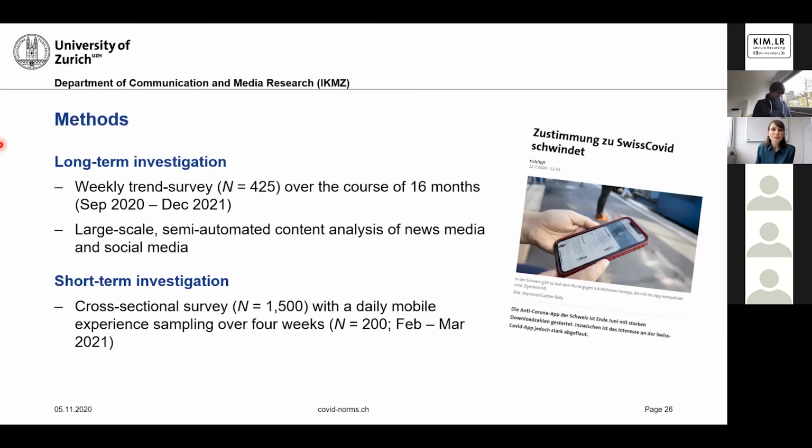To address the possible short-term dynamics, we will also conduct a cross-sectional survey at the beginning of the next year. And there we will include a daily mobile experience sampling. So the idea is to use a subsample of the overall sample of our cross-sectional survey of about 200 people to learn more about their daily experiences by sending them, over the course of 4 weeks, daily messages with short questions about their daily experiences and their observations and their social environment with regard to wearing a face mask, for example.